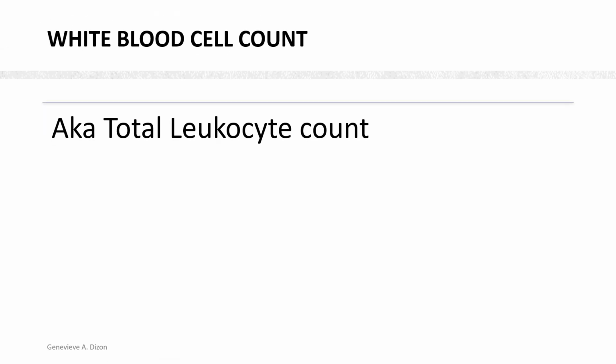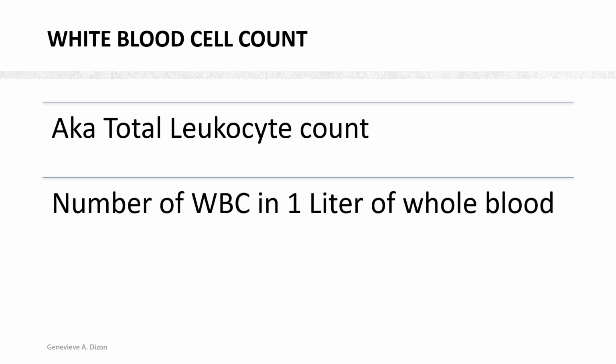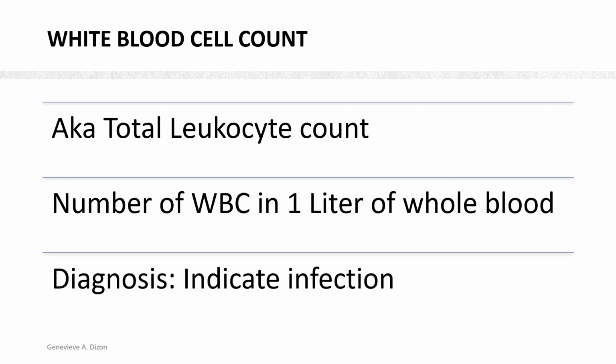The white blood cell count is also known as the total leukocyte count. The white blood cell count denotes the number of white blood cells in 1 liter of whole blood. This estimates the total number of white blood cells, both agranulocytes and granulocytes. The differentiation of these cells is conducted in another procedure called the differential count. The white blood cell count is a useful measurement in diagnosis. It is utilized to indicate infection and may also be employed to follow the progress of certain diseases and therapies.